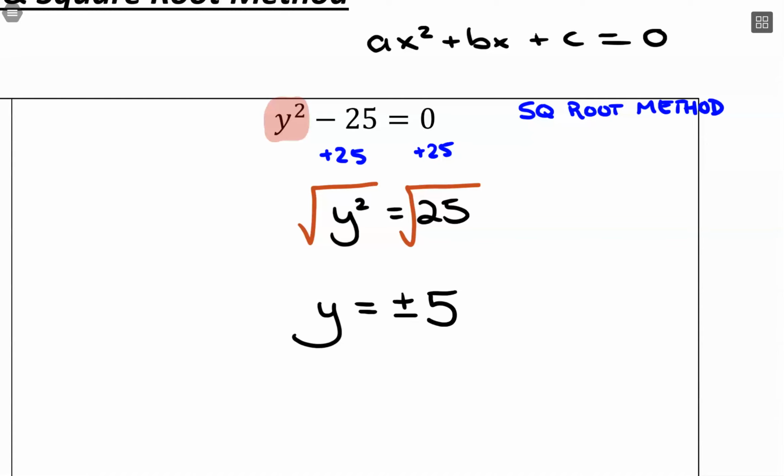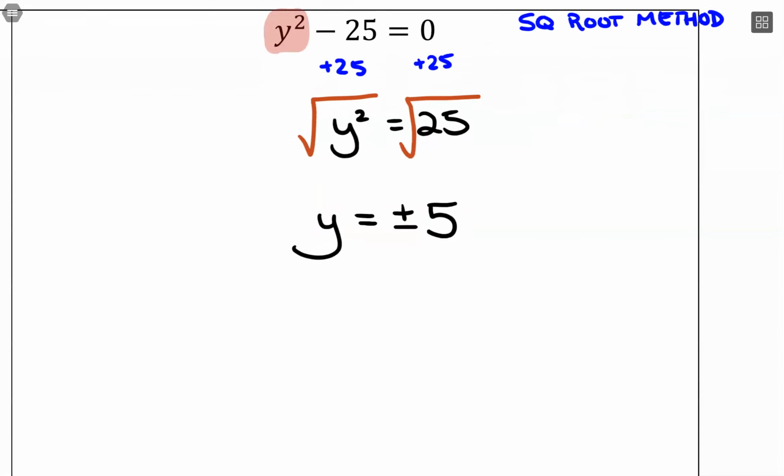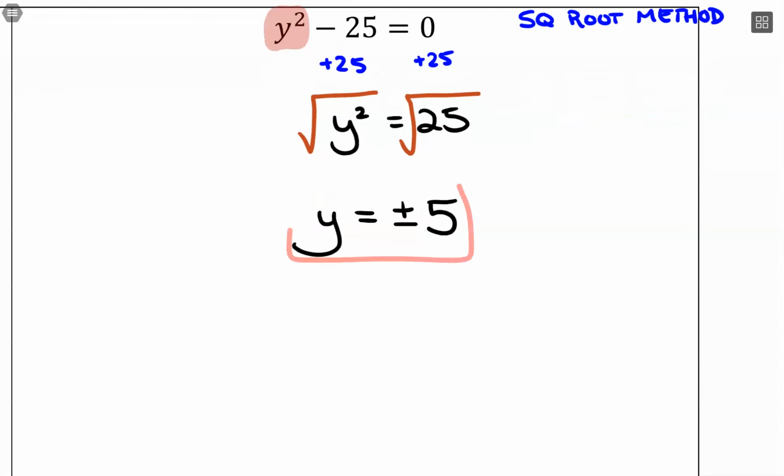So I can see that if we plug in positive 5, well, 5 squared minus 25 will give us 0. Also, if we plug in negative 5 for y, negative 5 squared in parentheses will be a positive 25 minus 25 to get 0. So we end up with plus or minus 5. And you can leave it in that form, or you can separate it as y equals positive 5 and negative 5. Either way.